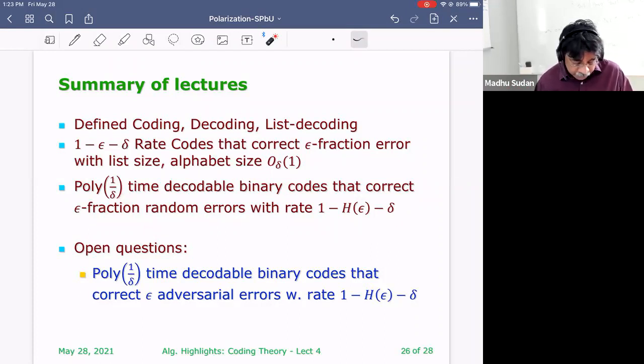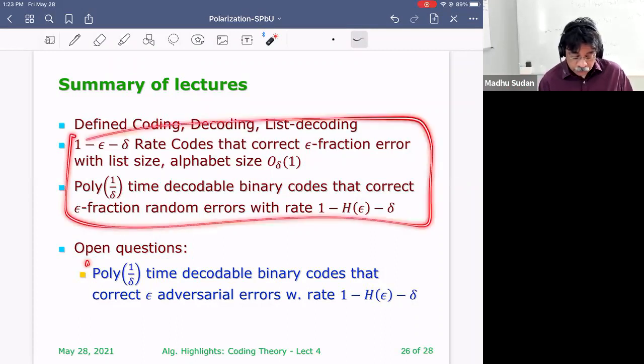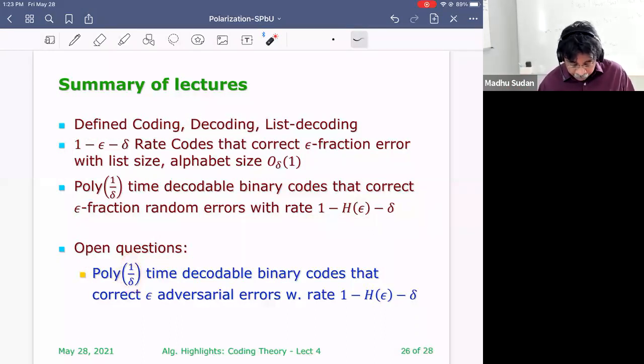And the open question naturally is to combine the two. Let's get polynomial in 1 over delta time binary codes that correct an epsilon fraction of adversarial errors. Of course, the rate will no longer be 1 minus epsilon minus delta. That's not the right expectation. It should be 1 minus the entropy of epsilon minus delta. The entropy of epsilon is more or less epsilon for the q-ary case, but the binary entropy of epsilon is much larger. Can you do this? This is a big open question in the field.